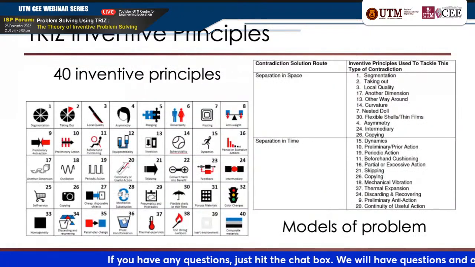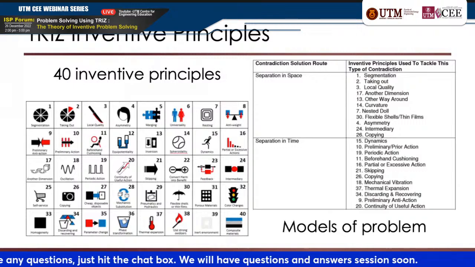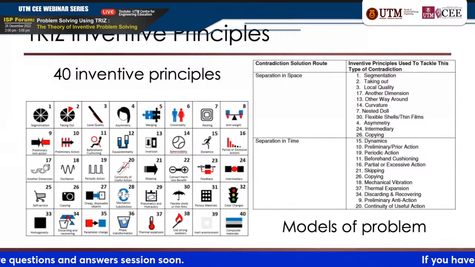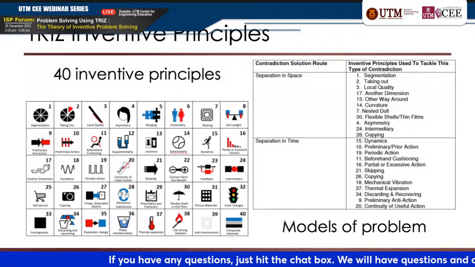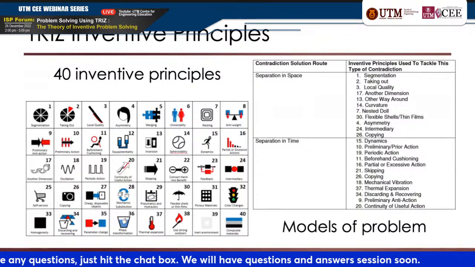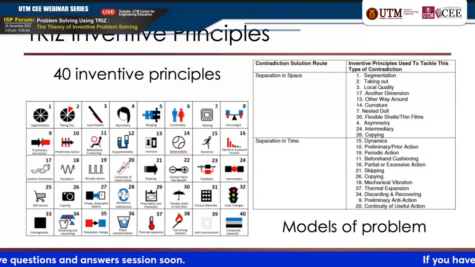One of the concepts in TRIZ is the 40 inventive principles. In engineering, there are 40 concepts that you can adopt in your problem solving process. These are the things that we can learn, and we can adopt TRIZ immediately. So there are 40 solutions there.